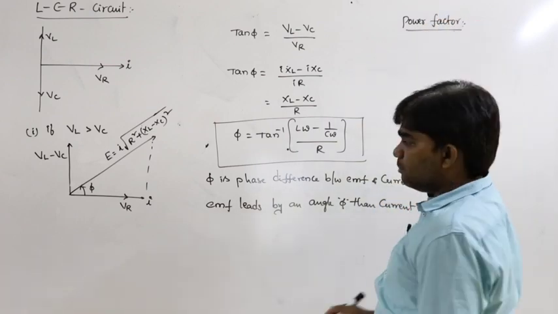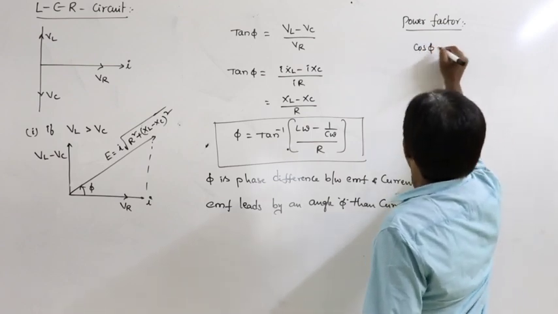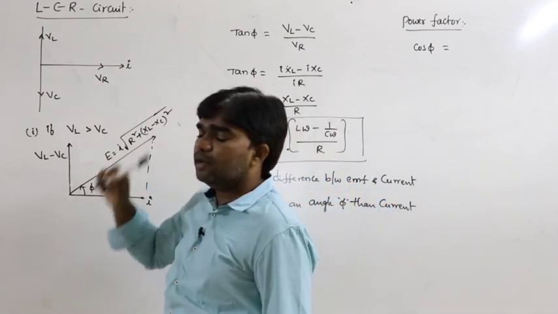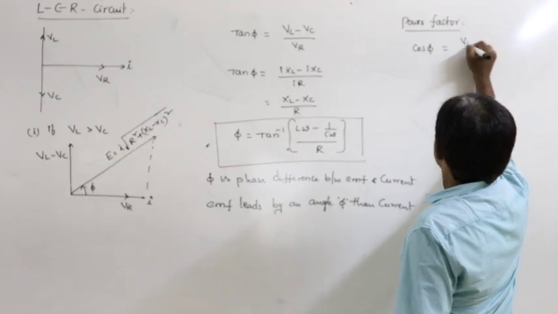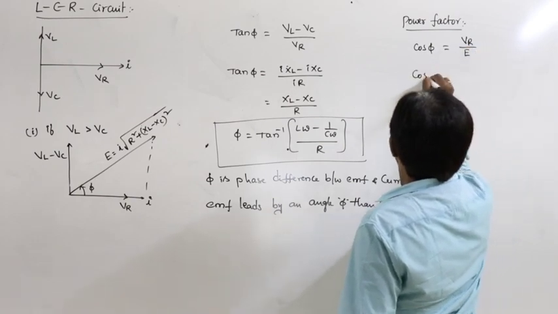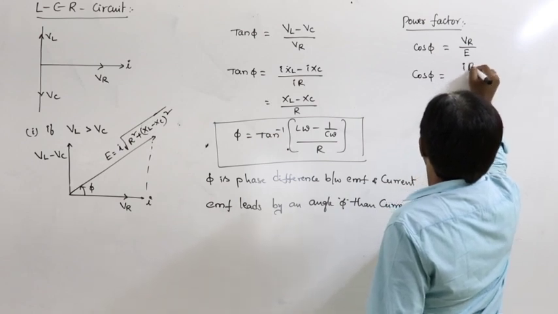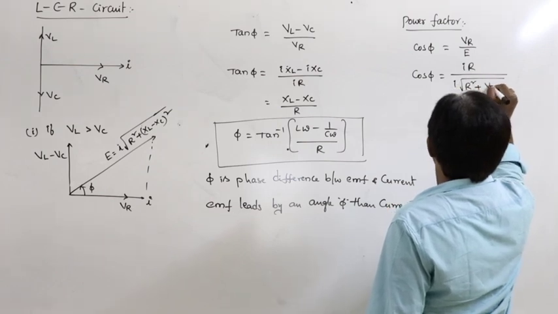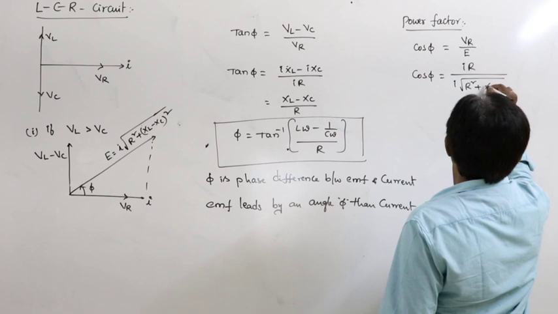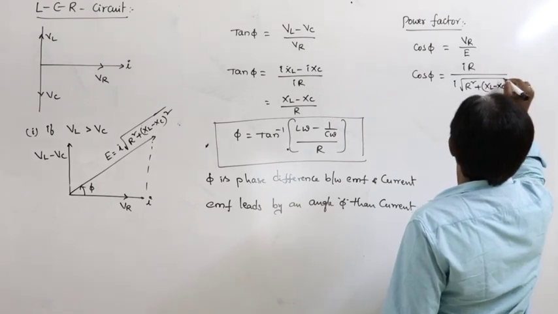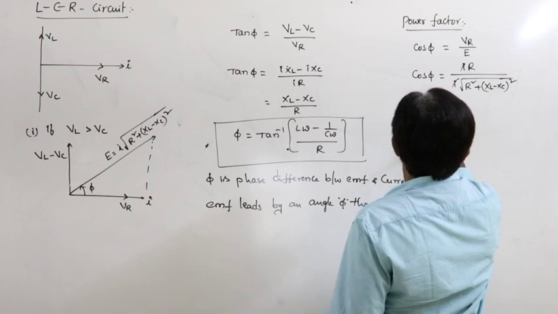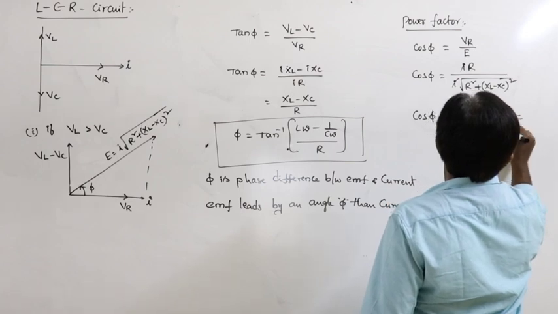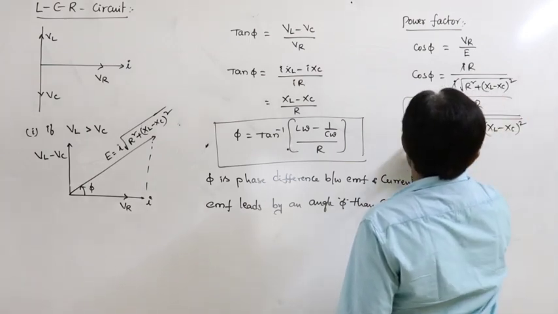What is the power factor? Power factor can be written as cos phi. Cos phi is equal to adjacent side by hypotenuse, that's why VR by E. So from this, cos phi is equal to VR, which is IR, divided by E, which is I into square root of R square plus XL minus XC whole square. I gets cancelled. Therefore cos phi is equal to R by under root R square plus XL minus XC whole square. This is the power factor.